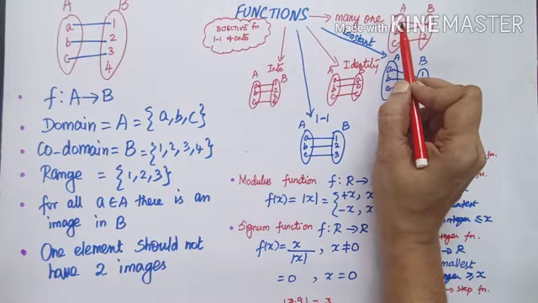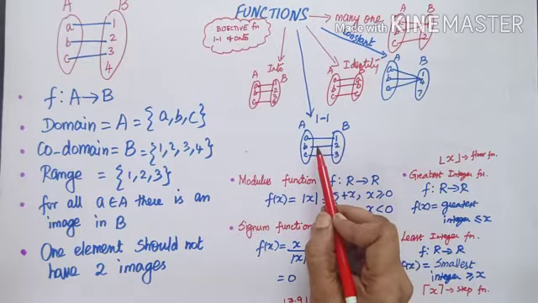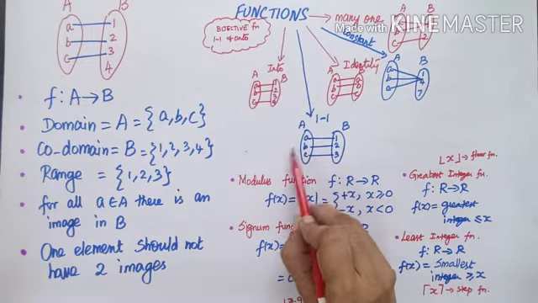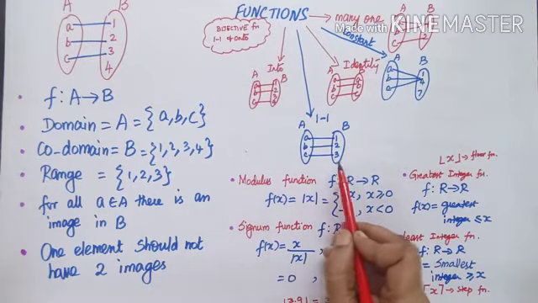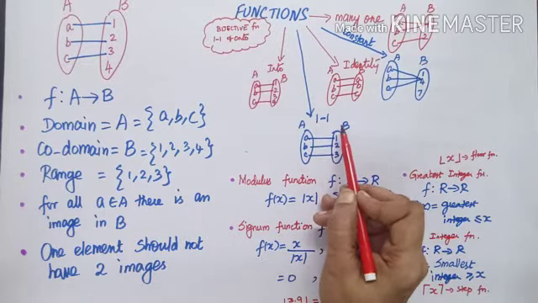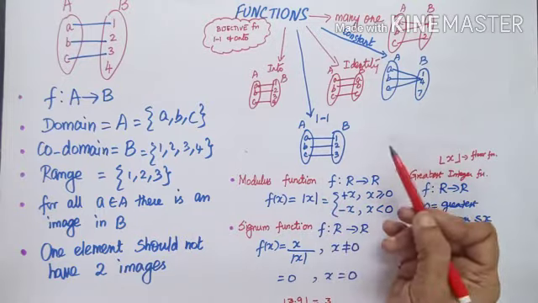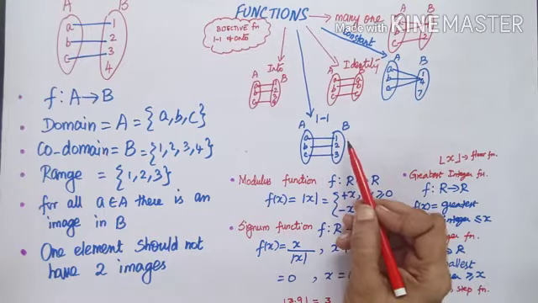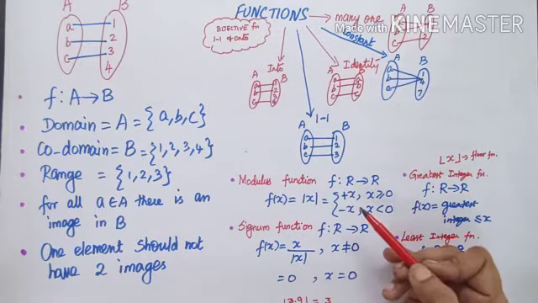Suppose every element goes to only one element. That is, I will say different elements have different images. A to 1, B to 2, C to 3. This we call one-to-one function. Every element has a different image. The images are not same. That case, I will call it is one-to-one.